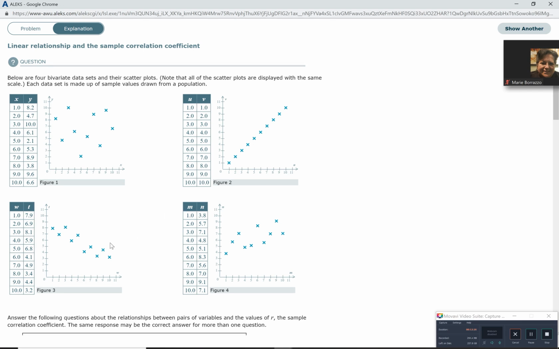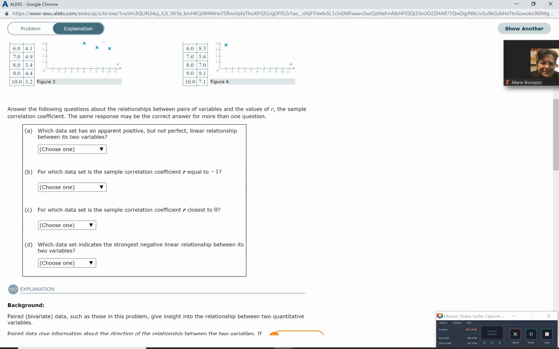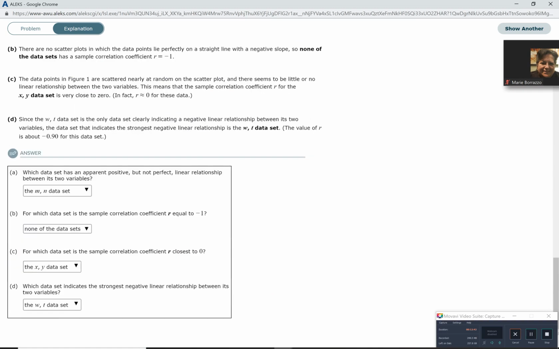You do have a negative association and you do have a positive association along the bottom. So WT would be a negative association, not perfect, but negative. MN is definitely positive, but not perfect. Okay, so let's go look at the questions. Look at what it says.